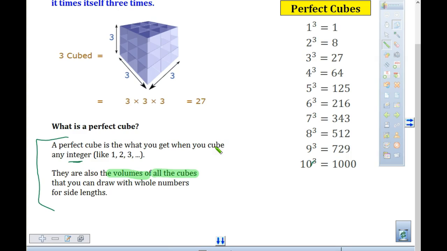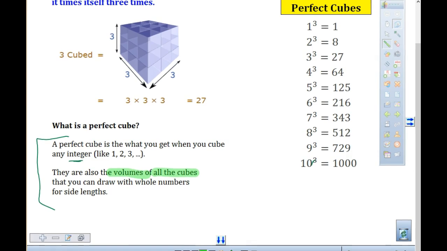We're going to be talking about classifying numbers in this unit also, as we look at rational and irrational. And so this phrase right here that we are looking at, that these are volumes of whole number side lengths, whole numbers, that's like 0, 1, 2, 3, 4, 5, 6, 7, 10.